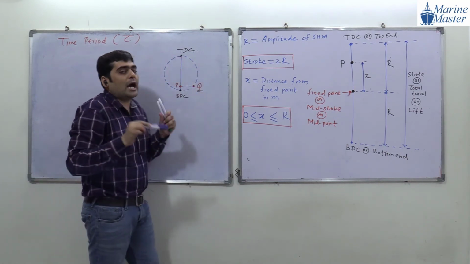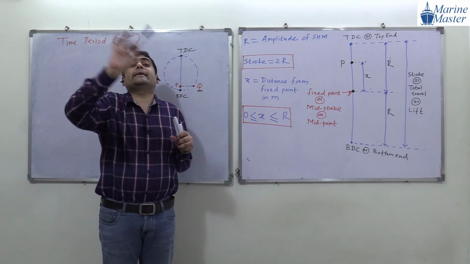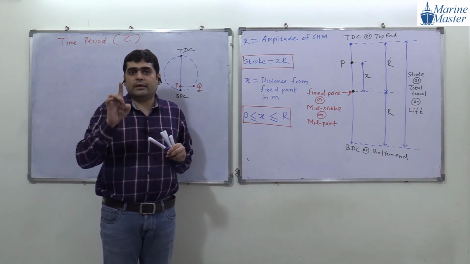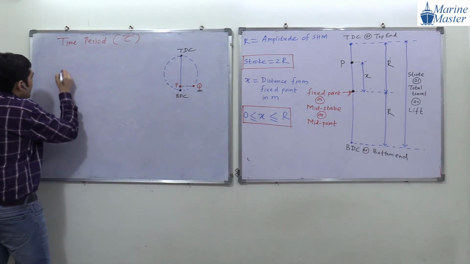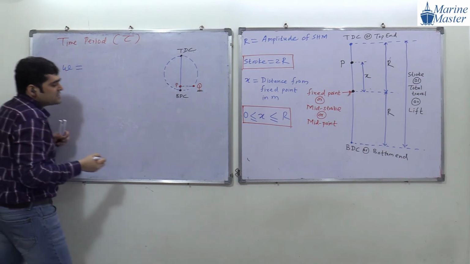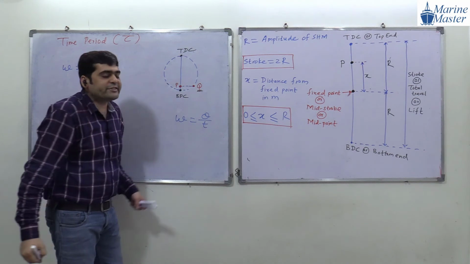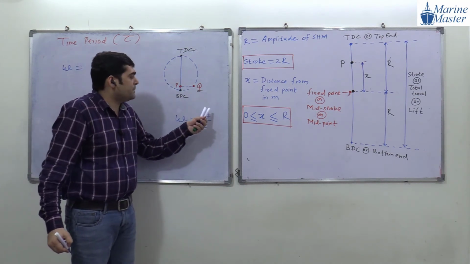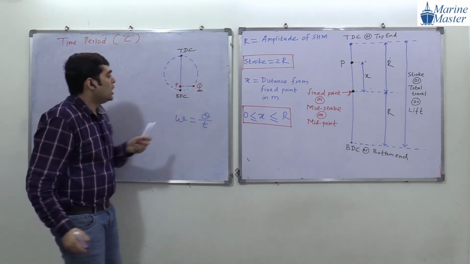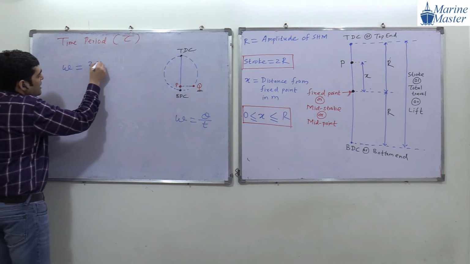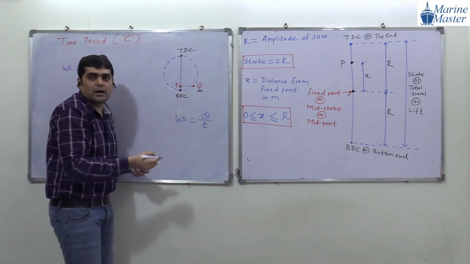So here we can say, when point P goes from BDC to TDC and back, point Q is moving through how much angle? 2 pi radian. Guys, are you getting my point, everyone? So here, how can we define omega? A few minutes before, we studied omega is equal to theta by t. So instead of theta, here how much angle is covered? 2 pi. And how much time is required to cover that angle 2 pi?